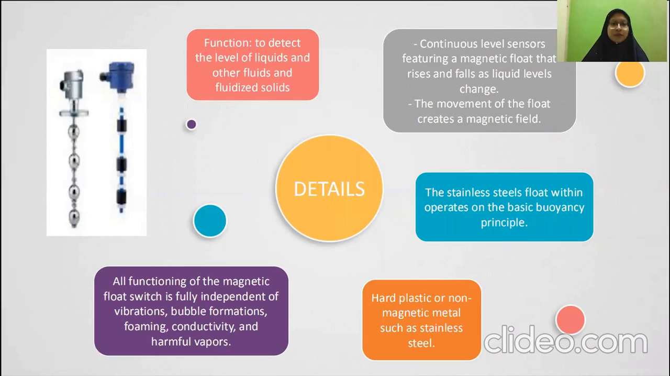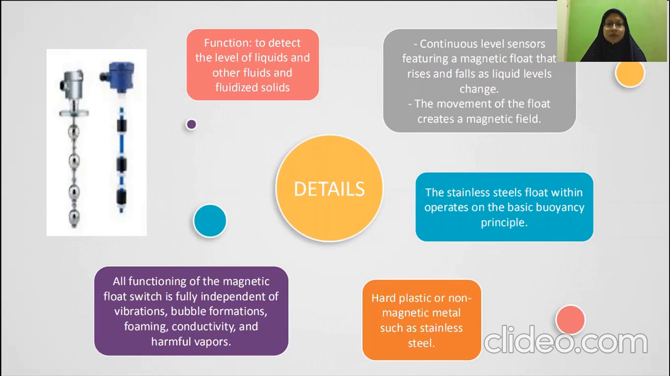Basically, the function of the magnetic fluid water level switch sensor is to detect the level of liquids and other fluids and fluidized solids, and it is made from hard plastic or non-magnetic metal such as stainless steel. It operates on the basic buoyancy principle, which states that the buoyant force is equal to the mass of liquid displaced by the object.